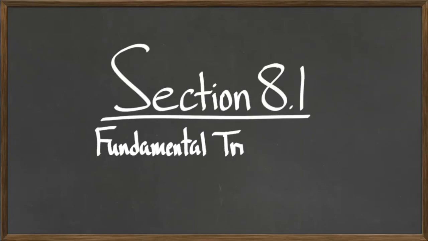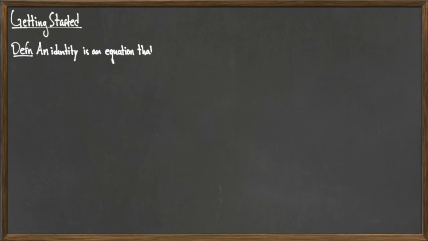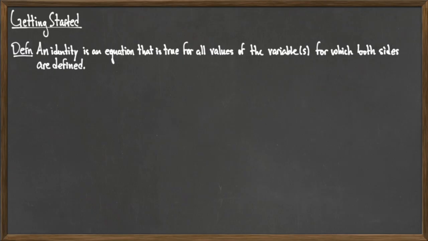Hey everyone, in this section we're going to be introducing these fundamental trigonometric identities, and then in the next video we're going to show you how to use them to solve problems. So to begin, let's define an identity. An identity is an equation that is true for all variables in the problem for which both sides are defined. So this is just a formal way of saying that two things are equal to each other for every possible input for the given variable.